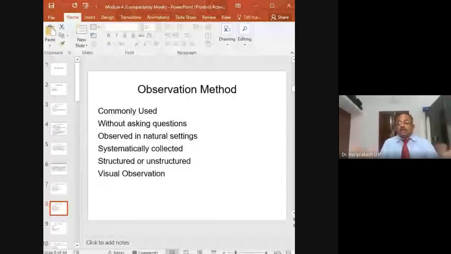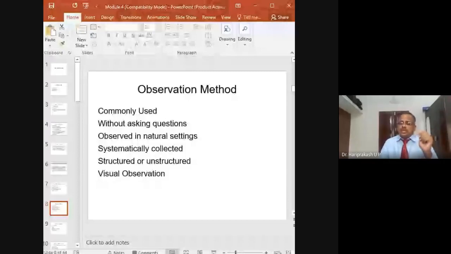It is not an artificial setting. People are coming and buying there as usual, in the normal setting. It's not a laboratory setting. It's not just made for this purpose, right? Systematically collected. So what has to be observed will be already clear before doing that observation. That's why it's called systematic, very systematic. So it is research, right?